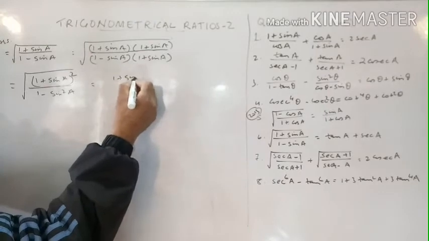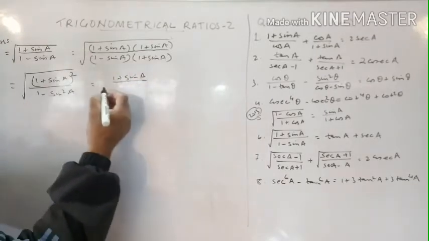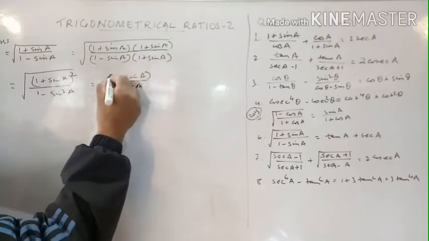So 1 plus sin A upon 1 minus sin square A is cos square A, and its whole square.